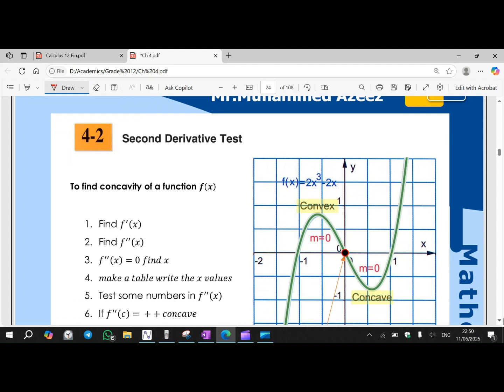Okay. This is the end of this lesson. Section 4.1 is complete successfully, alhamdulillah. Next lesson we will start on chapter 4, section 2, the second derivative test.